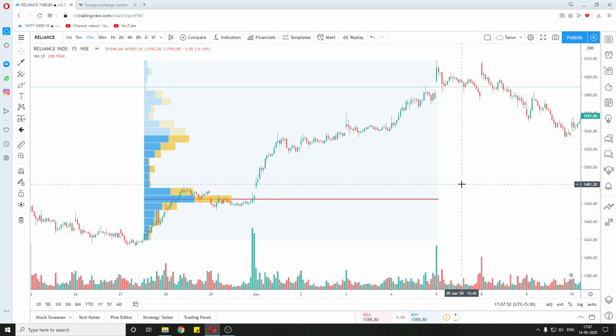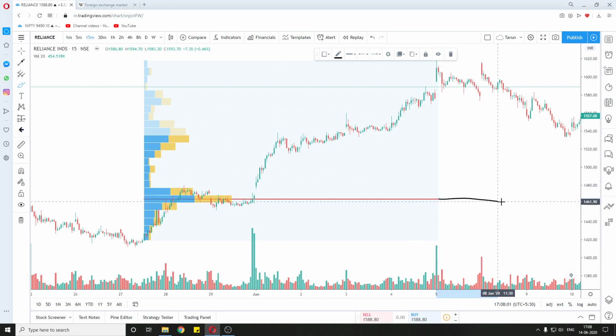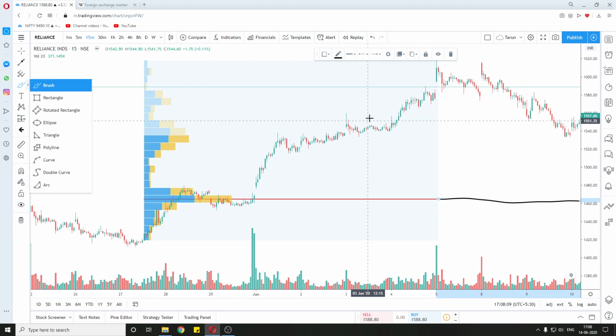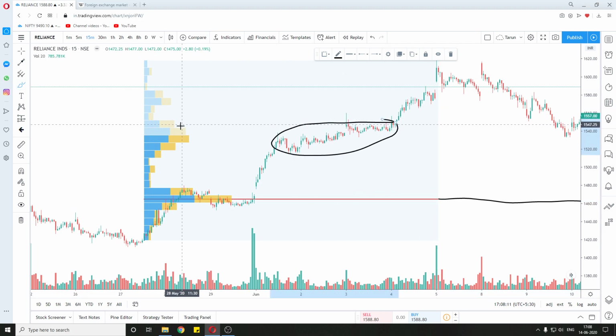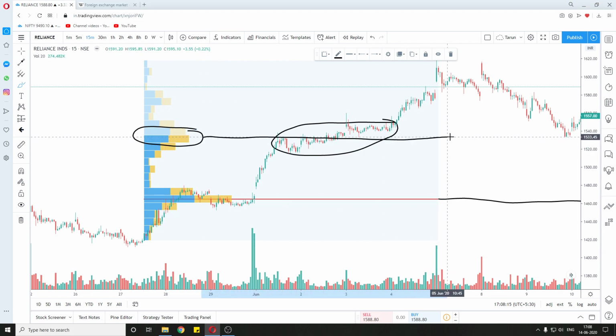Now if we see, we have a volume profile which is telling us that the maximum amount of trading has happened at this price, which is 1462 or 65, between 1460 and 1465. And then there is a lot of trading here as well, as you can see. So at 1535, something around that area. Now why is this information important? Let me explain.